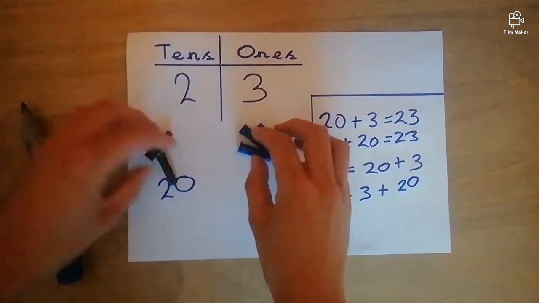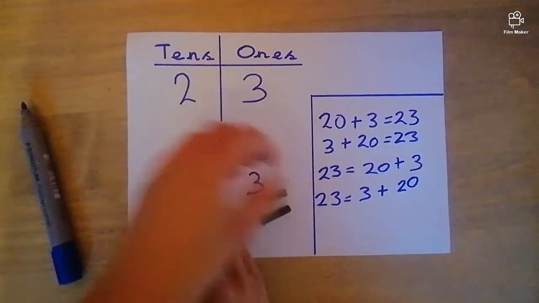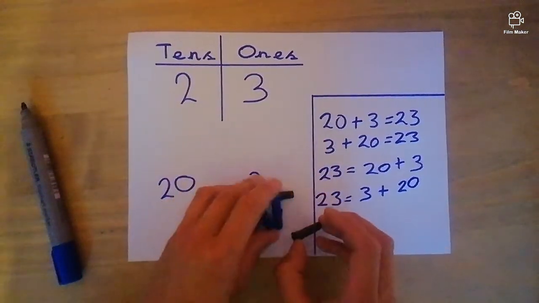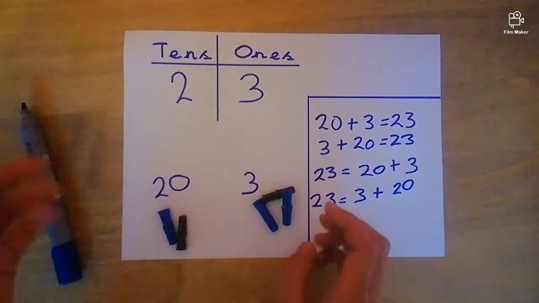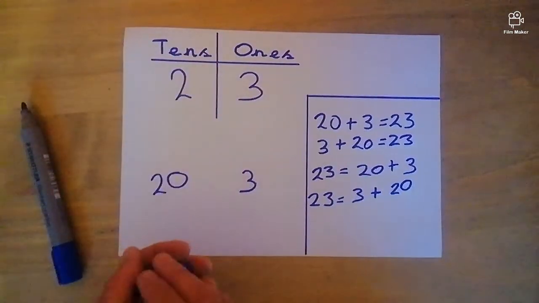Now we can visualize this by moving these around, and we will soon come to realize that no matter how many times I put 20 over here and 3 over here, or I put 10 over there or 12 over there and 11 over here, that the end sum is always 23 in this case.